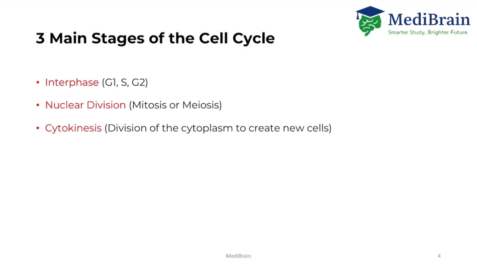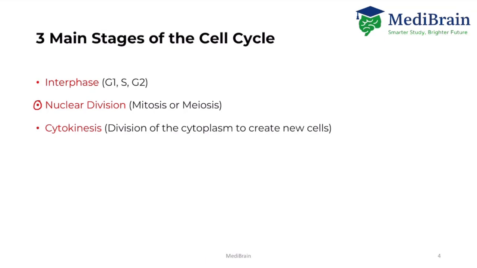Okay, and the main aspect where mitosis occurs is the second part. This nuclear division part is where mitosis occurs. You've got interphase, and then you've got cytokinesis at the end. Cytokinesis is really simple.